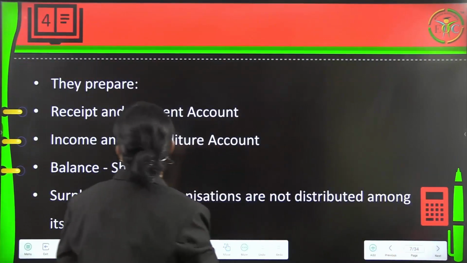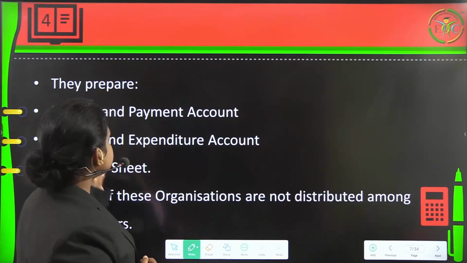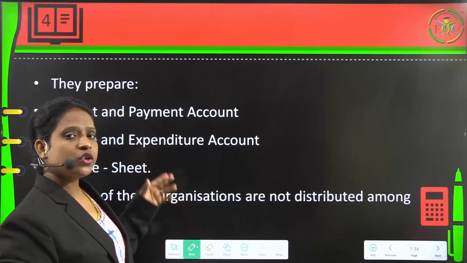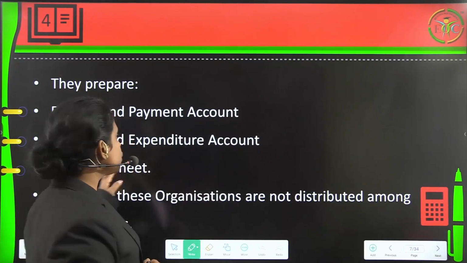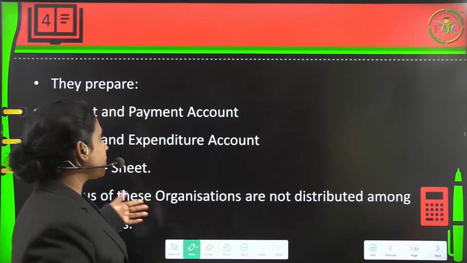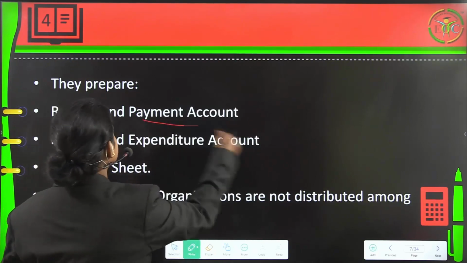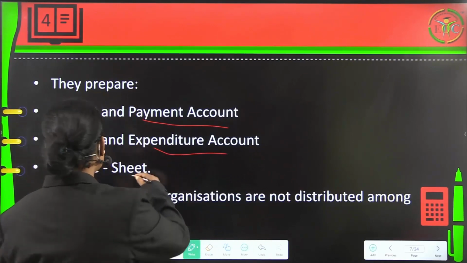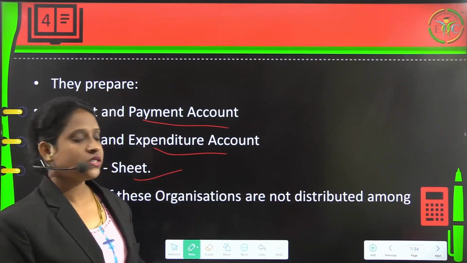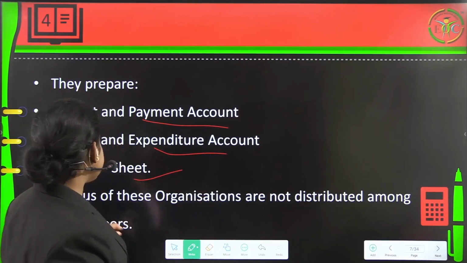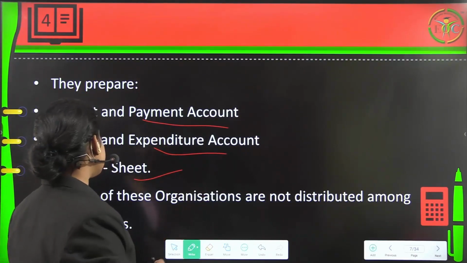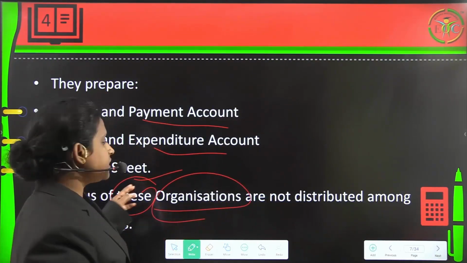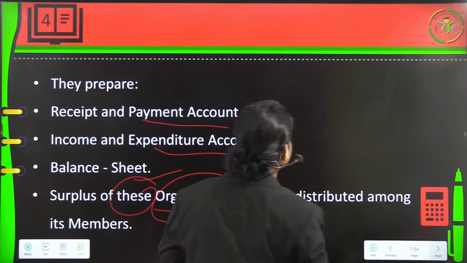Fine. Then they prepare receipt and payment account, and income and expenditure account. These kinds of not-for-profit organizations also have to prepare these accounts like a company. That is the receipt and payment account, then income and expenditure account, then balance sheet. Then the surplus of these organizations is not distributed among its members. Here we can understand that the surplus will not be distributed among its members, because it is for the providing of services.